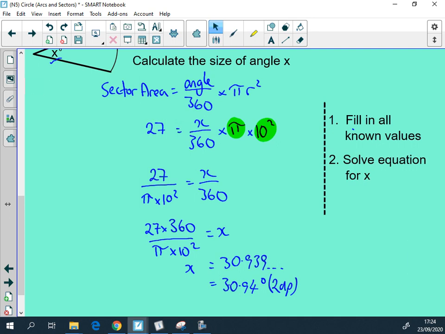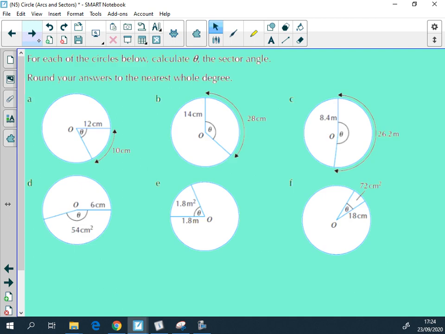Now, some questions to try. It's really, really important that you are trying these questions. So there's 3 there for arc length, working back to find the angle, and there's 3 there for sector area to work back to find the angle. So please pause the video and make sure you're taking your time working through these, and then mark your answers from the screen to check to see how you're doing.